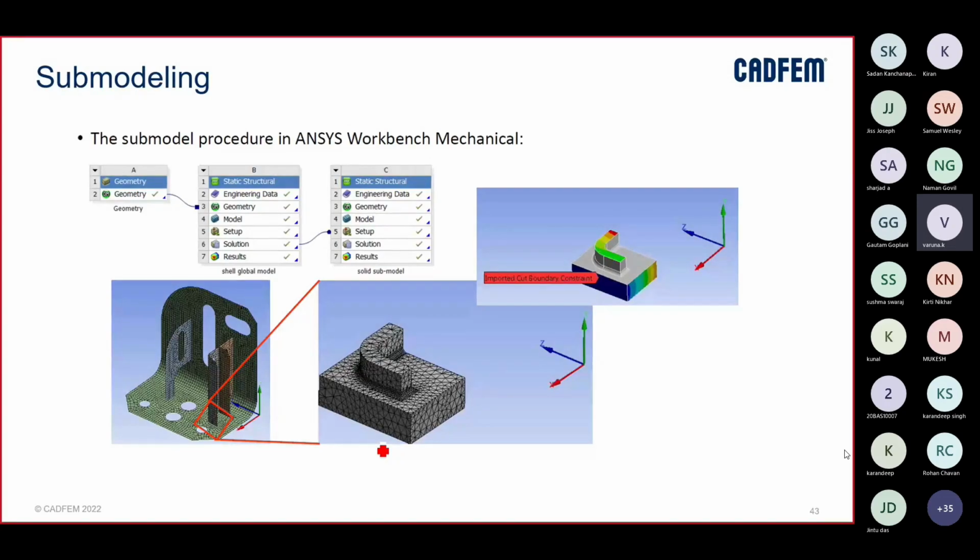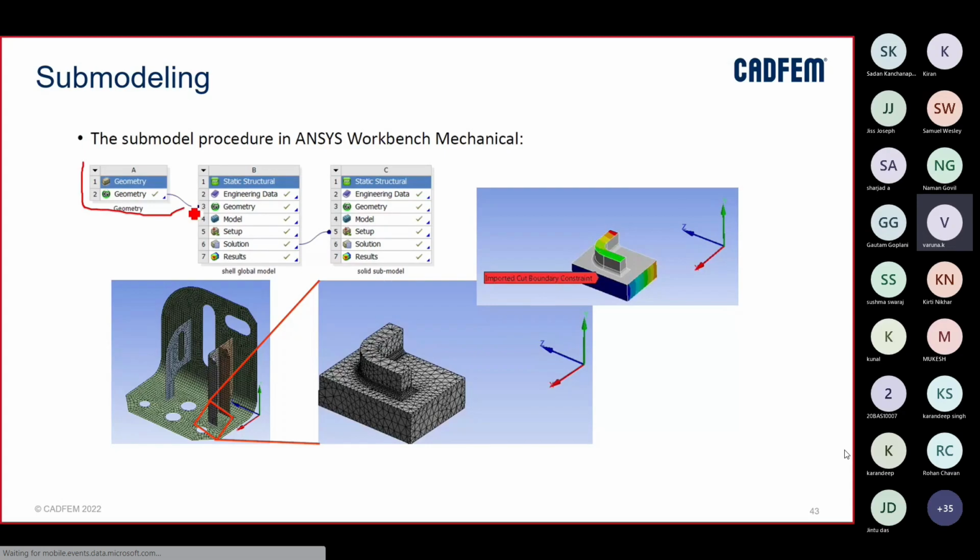Then what can you do? This is another option, submodeling. Wherever your region of interest is, there you can have a fine mesh. Other than those places, you can have a coarse mesh. That can be achieved in this one. This is what we call submodeling, you can see here.